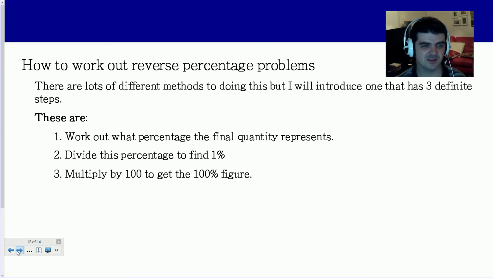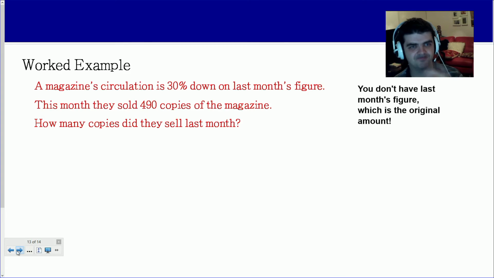Let's see one in practice, because words don't necessarily make much sense unless you see them in action. So our first worked example is: a magazine circulation is 30% down on last month's figure. This month they sold 490 copies of the magazine. How many copies did they sell last month? Now, as you notice, we don't have last month's figure, which is the original amount, and it's very, very common that in an exam people will misread this and find the 30% of the 490.